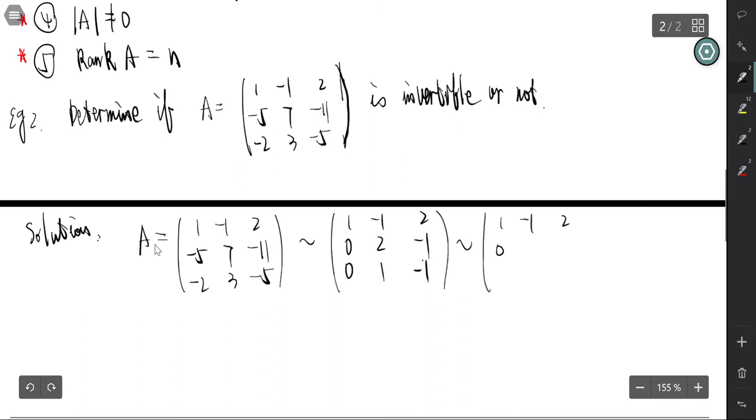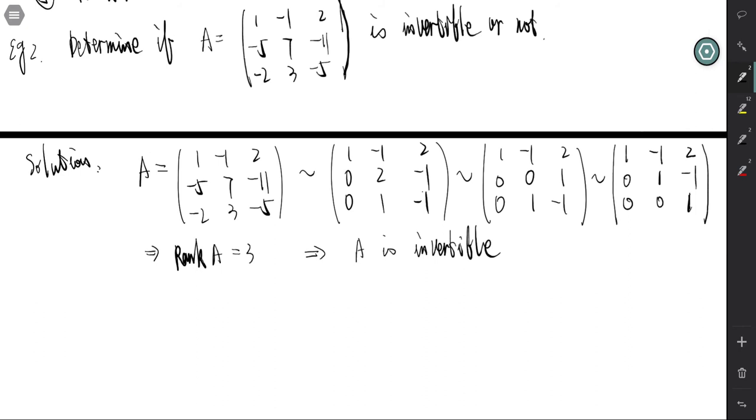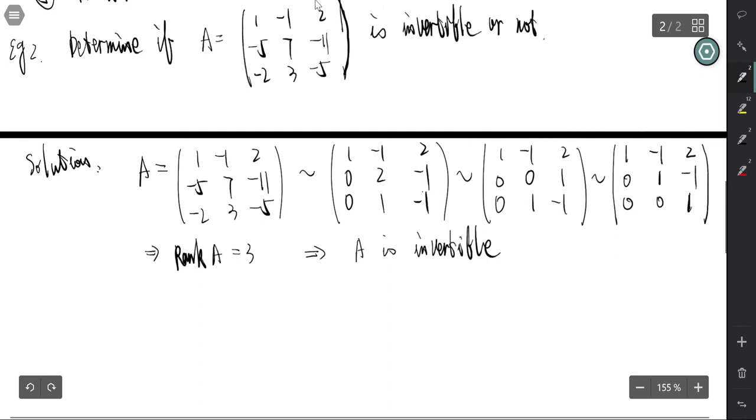We multiply the third row by negative 2 and then add to the second row. So this is 0 times negative 2, that is 2 minus 1, that's 1. 0, 1, negative 1. Interchange the third and the second row. That is 1, negative 1, 2. 0, 1, negative 1. 0, 0, 1. So the rank of A equals 3. So A is invertible. We use the rank to determine whether the matrix is invertible or not.